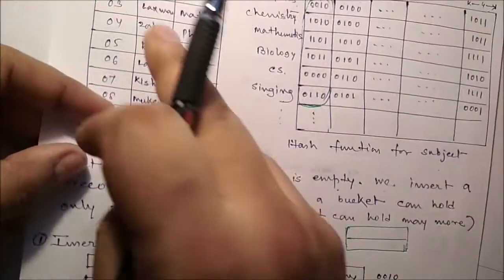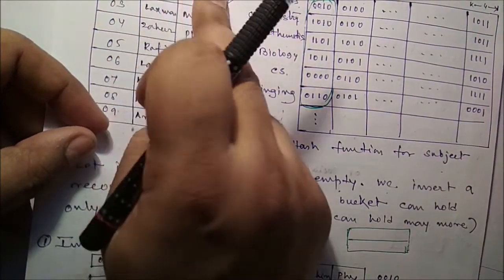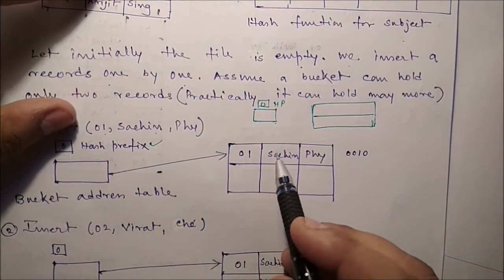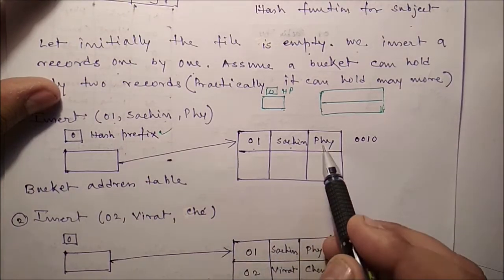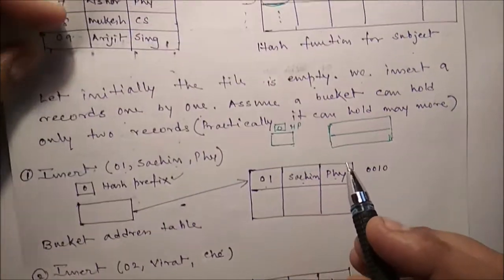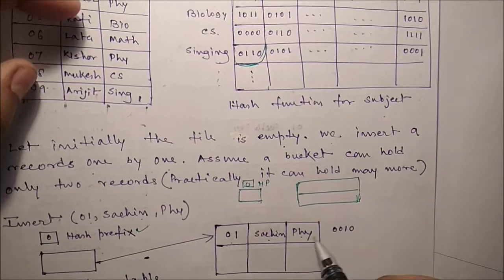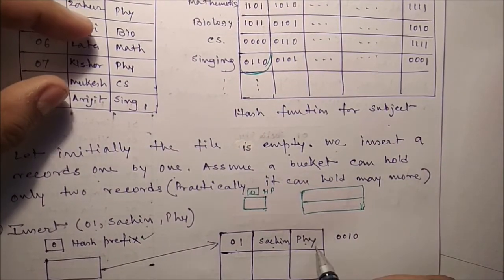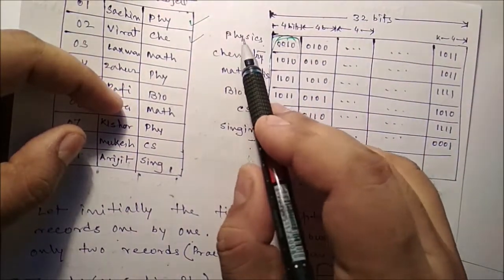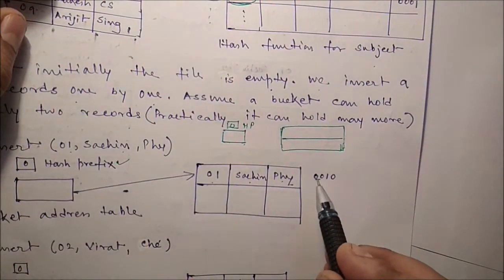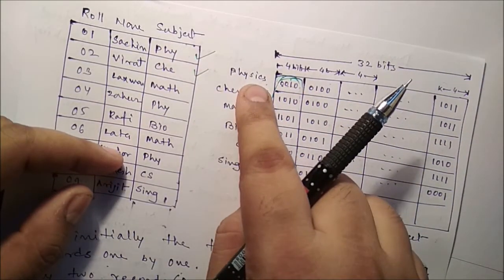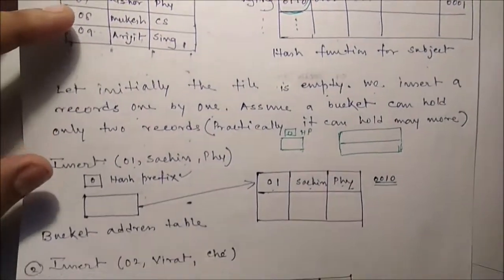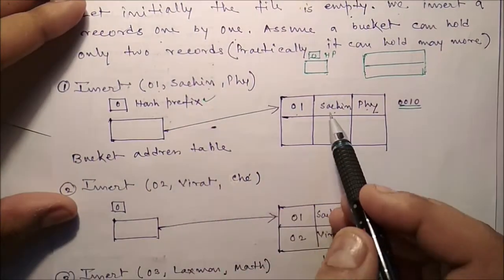Now the first data is roll number 1 Sachin physics. We can directly store it without any comparison, without any checking. For the sake of explanation, we just write down the first 4 digits of the hash of physics. The first 4 digits for the physics subject are 0010, so you write down 0010. This is nothing but the first 4 digits of the hash function of the subject physics. So the first data we have inserted.